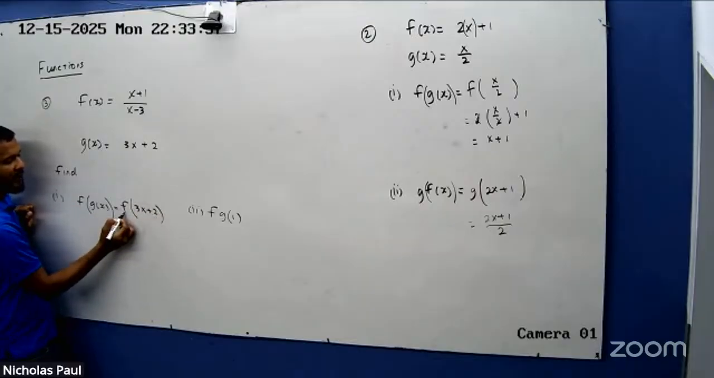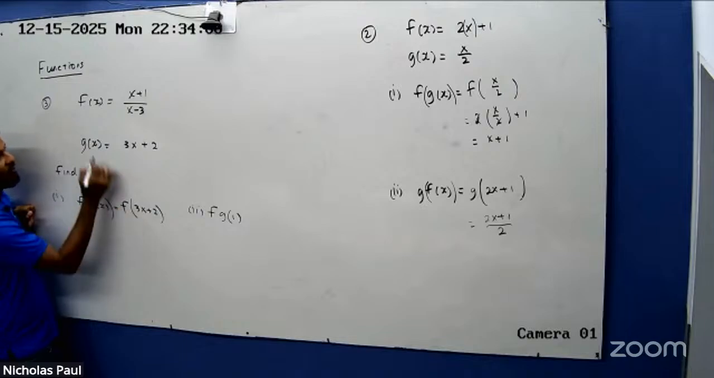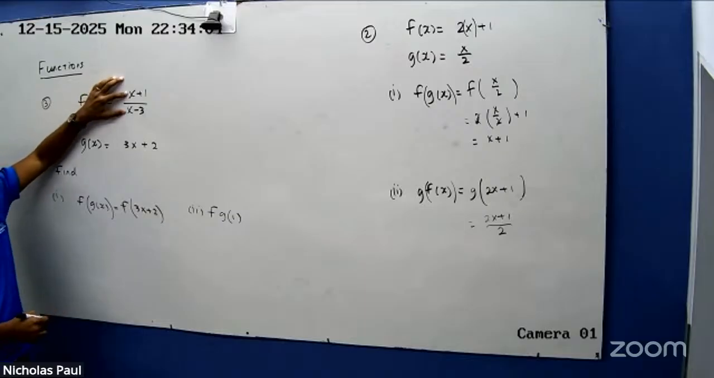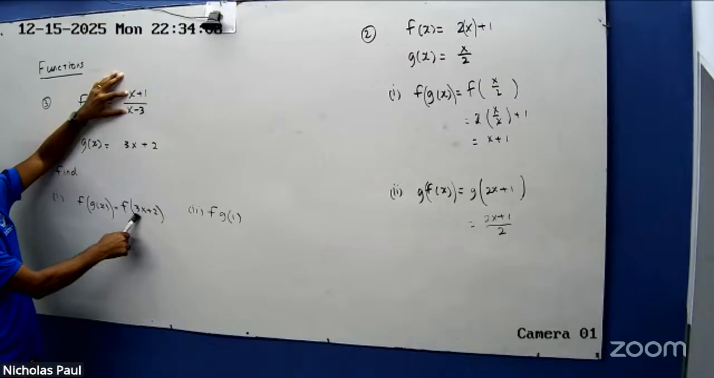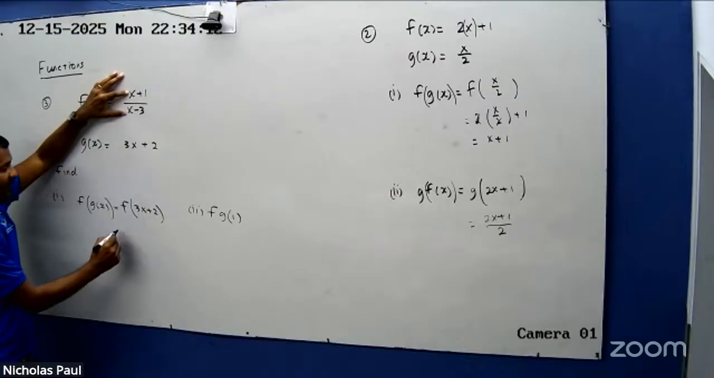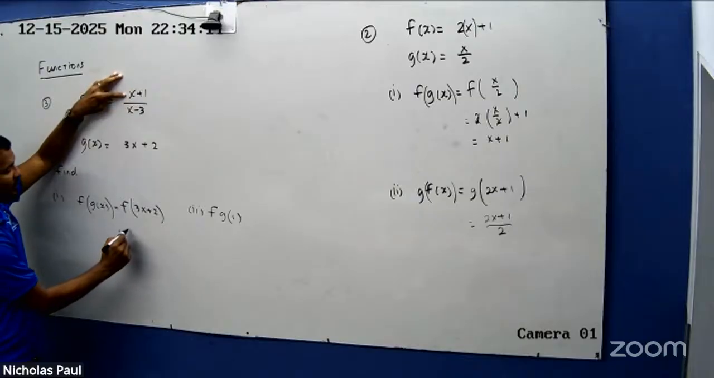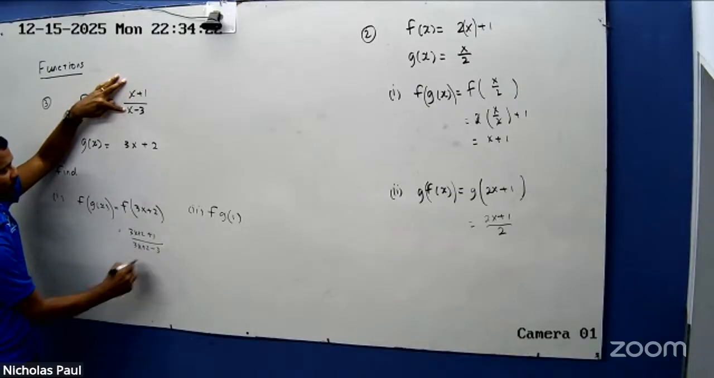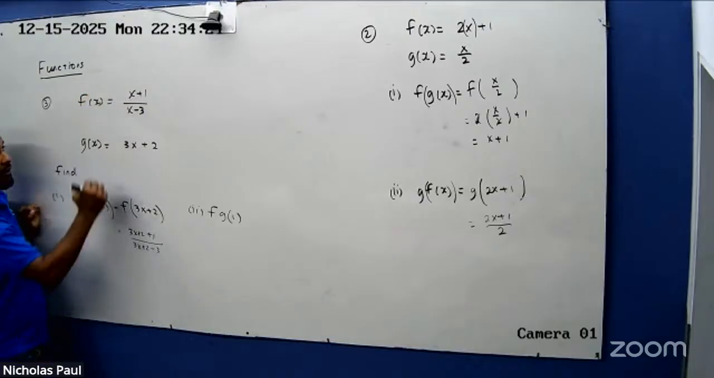So I need to find where's f and wherever I have x, what am I going to write? I am going to write 3x plus 2, wherever I have x. In this example, I have 2x, so I have to write 3x plus 2 here, plus 1, of course. And underneath, I have to write 3x plus 2 minus 3. So I have to write it here and here.